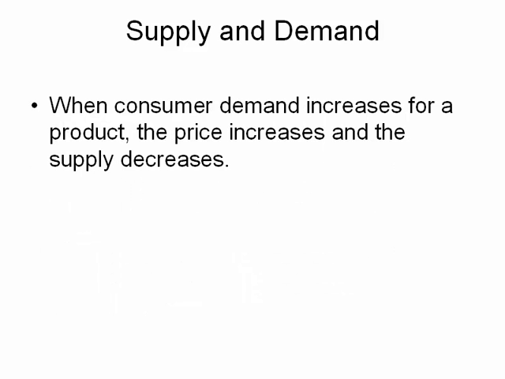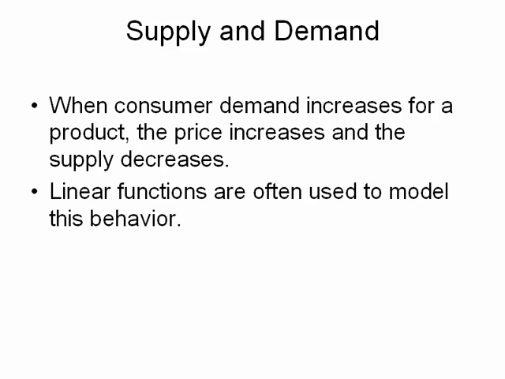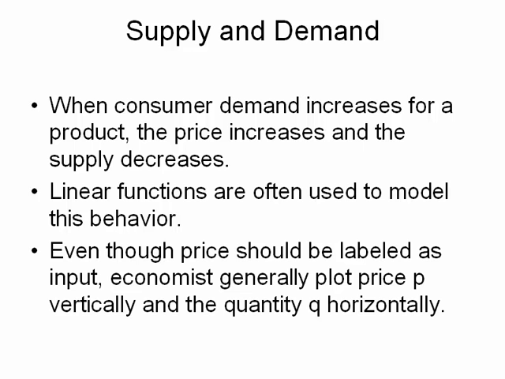When consumer demand increases for a product, the price increases and the supply decreases. So as the consumers want more and more of whatever the manufacturer is putting out there, there's going to be less and less of a supply, which means it's going to start to cost more. Linear functions are often used to model this behavior. Even though the price should be labeled as input, economists generally plot price P vertically and the quantity Q horizontally.